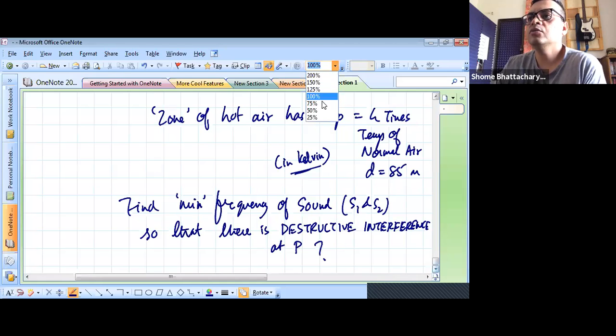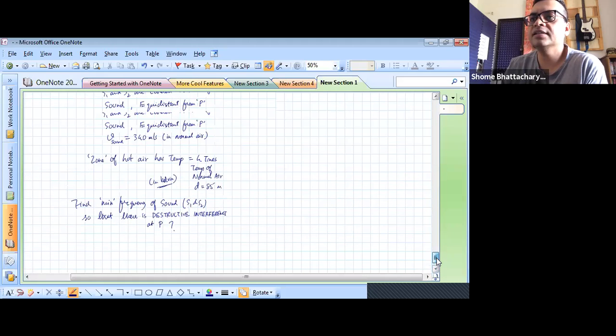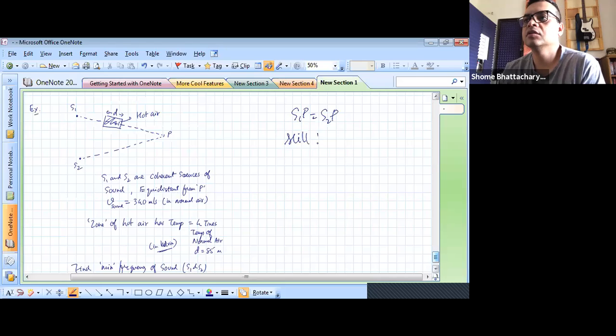I'll give you a hint. What is happening in this question is something like, in case of YDSE, Young's double slit experiment, when we place some kind of a slab where the speed of light becomes less, it creates an optical path difference. So the equivalent of that is happening over here. Even though the path length S1P is equal to the path length S2P, because it is going through a hot air pocket, still there will be a phase difference.